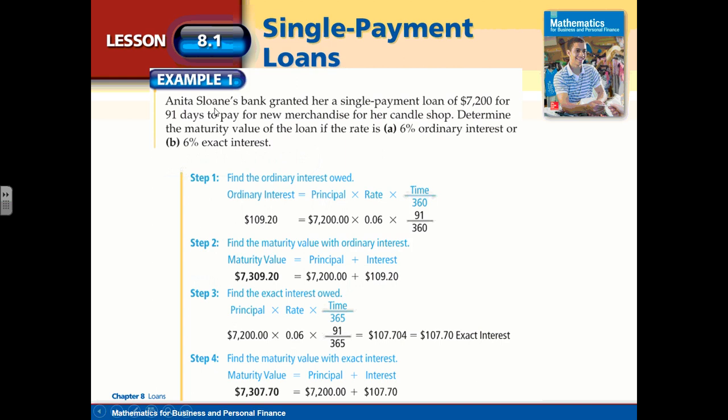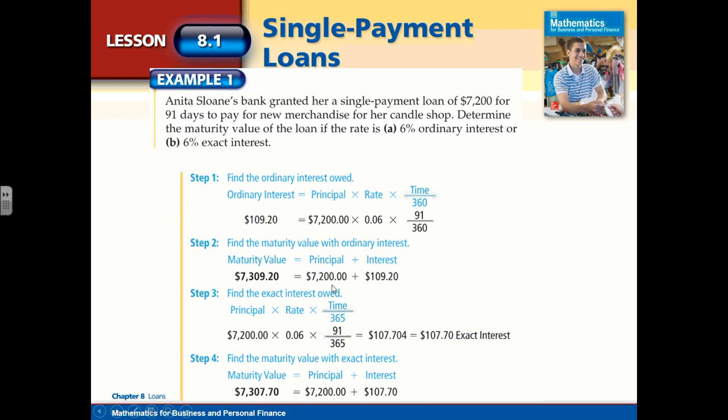Okay, so we're going to look at Anita's loan. Bank granted her a single payment loan of $7,200 for 91 days to pay for new merchandise for her candle shop. Determine the maturity value if the rate is 6% ordinary interest or 6% exact interest. So step number one is to find the ordinary interest. So we take our principal, times it by our 6% rate, times it by 91, and divide by 360. Then we find the maturity value.